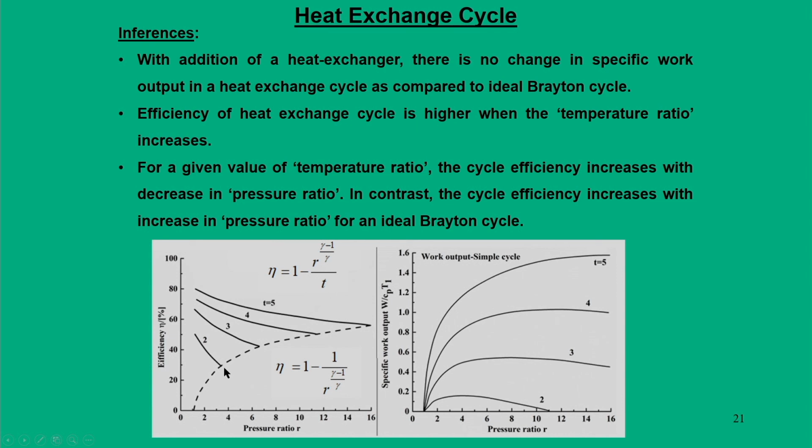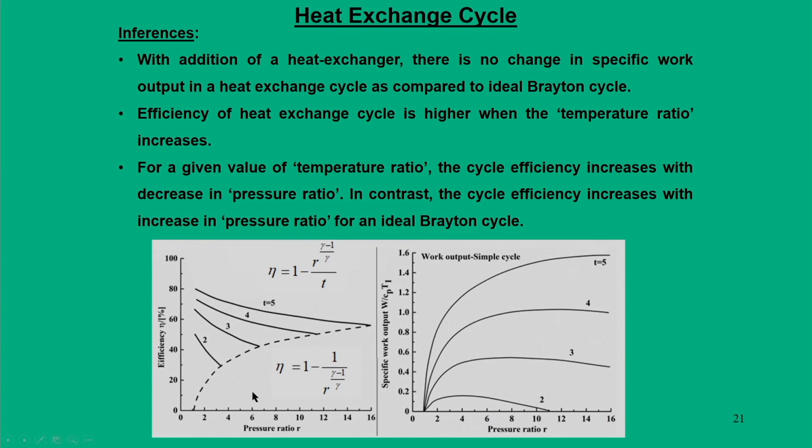So, these are two contradicting factors, but at some location they intersect each other, and in fact this is the optimum location that we have to use. That means for this particular temperature ratio, this is the optimum pressure ratio. So, this is how your understanding should go.